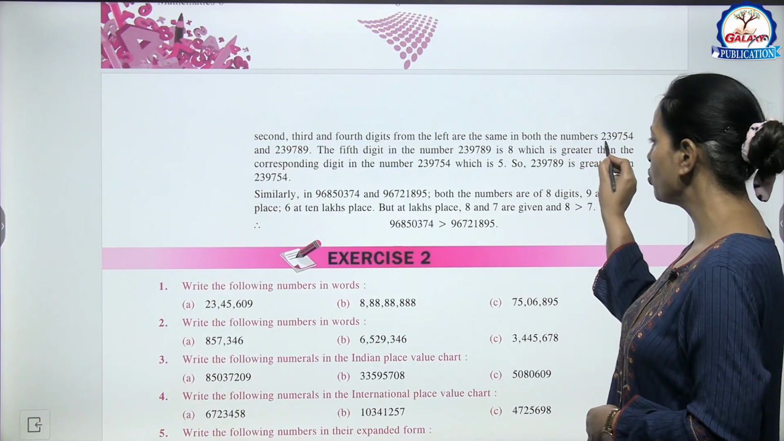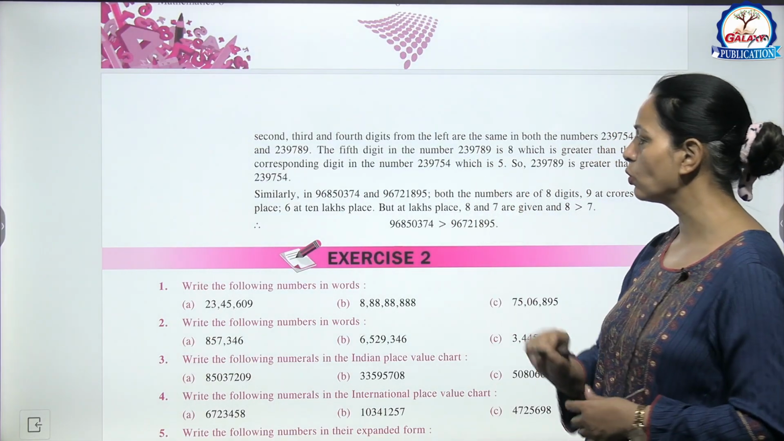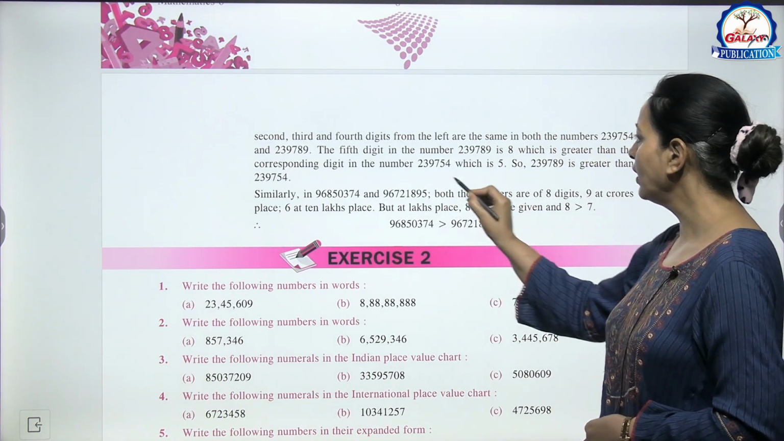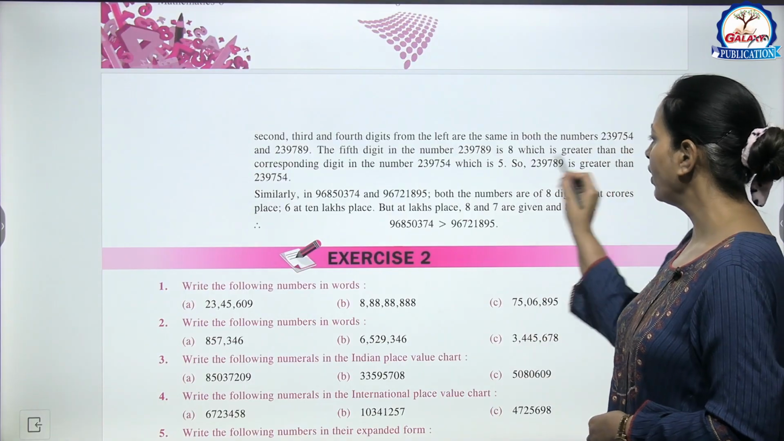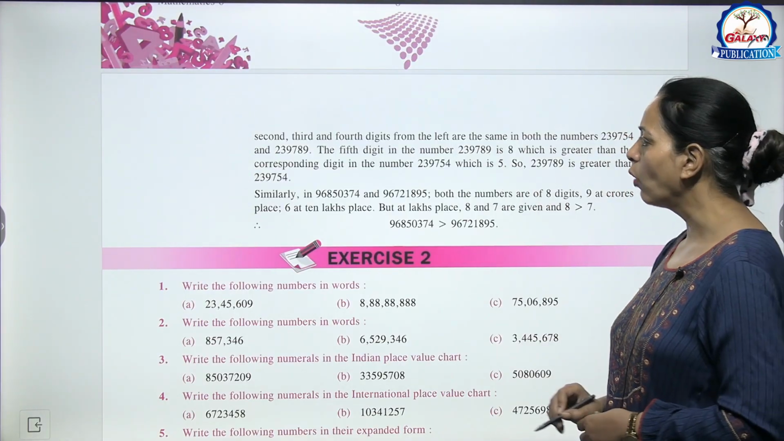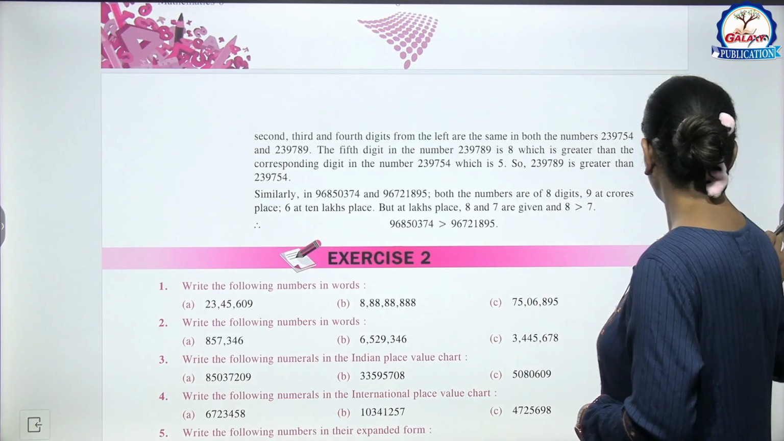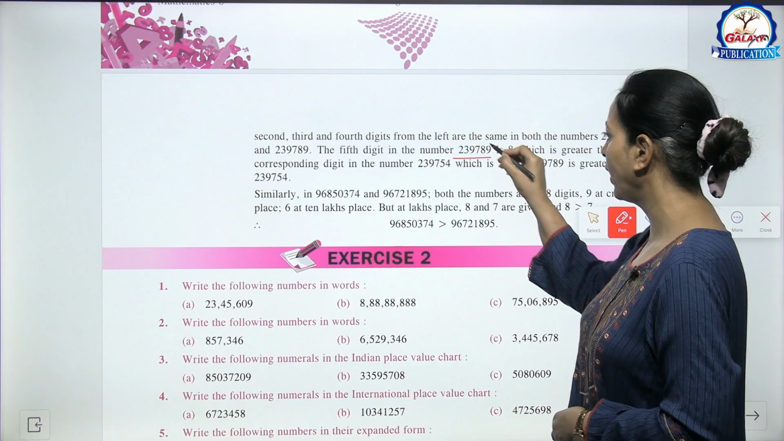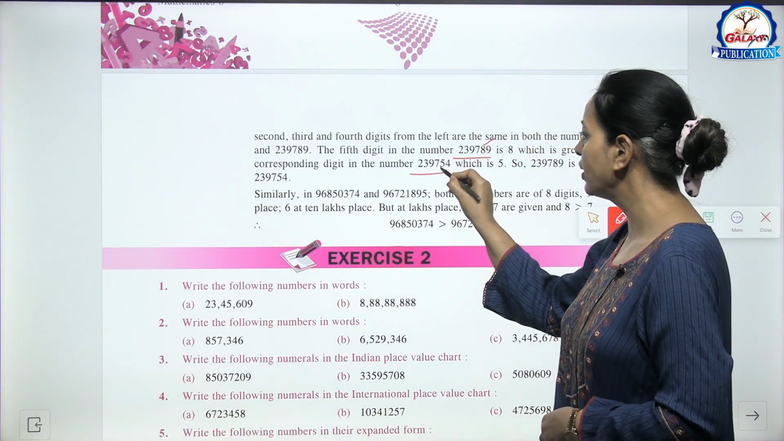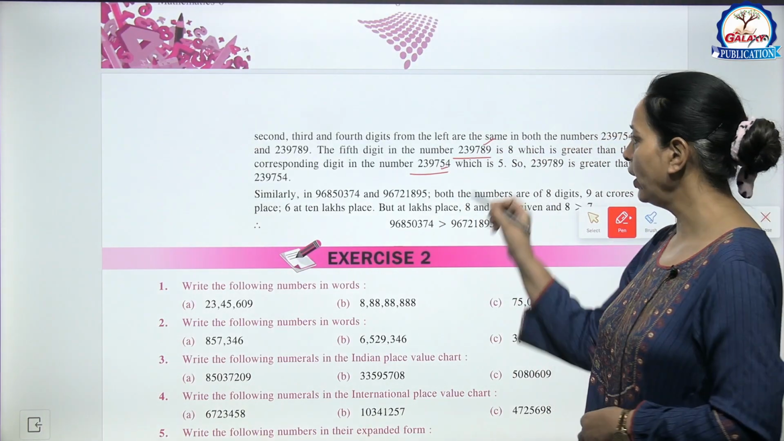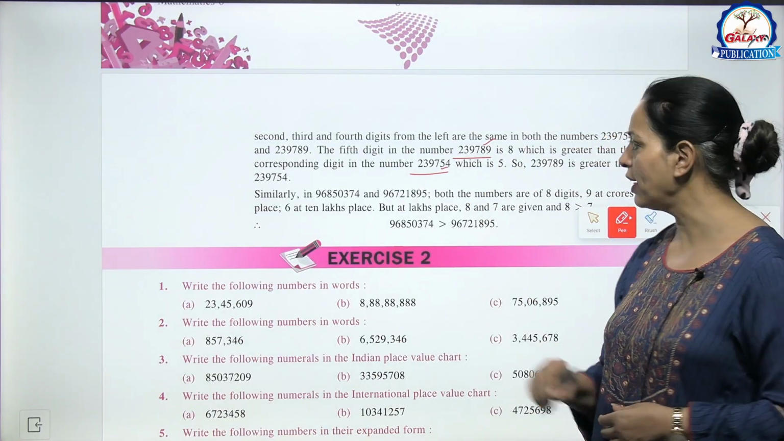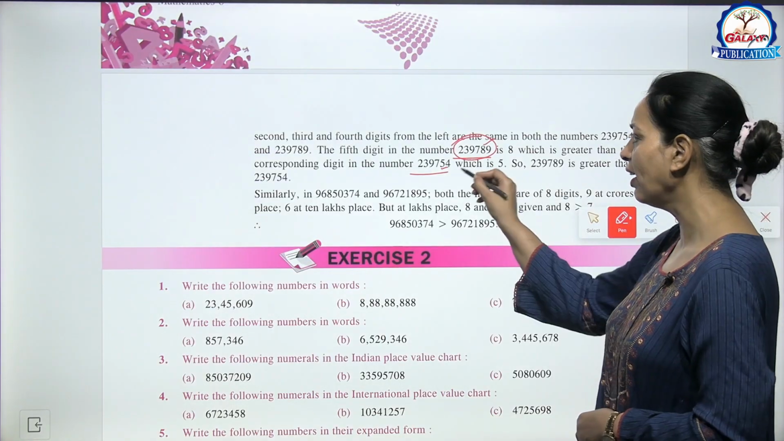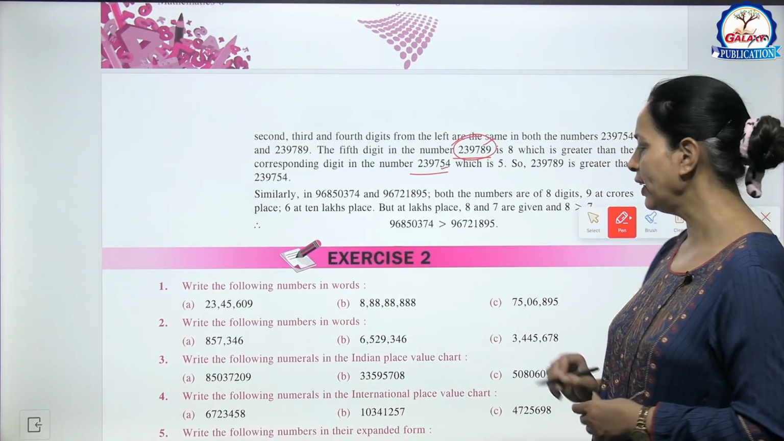The first, second, third and fourth digits from the left are the same in both the numbers. आप देखो इसमें भी 2 है. The second number has also 2. Then 3, then 3. 9, 9. Okay. 7, 7. Right. Now the fifth digit in the number. See here. This number यहाँ पर fifth digit है हमारा 8 और इसमें है fifth digit हमारा 5. So 8 is bigger than 5. It means this number is greater than the other number, right?